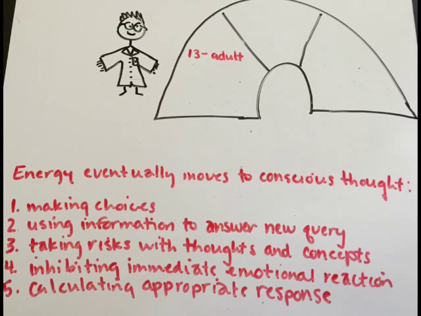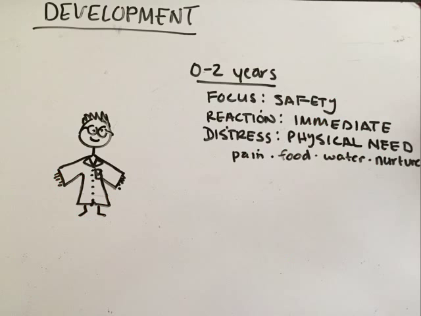Finally, we've got that 13 or 15 to adulthood section. This is where we are really evolving in our conscious thought. We're making choices. We're taking risks. We're learning how to not respond immediately to every situation, either physically or verbally. And we're really starting to use that big functional piece of our brain.